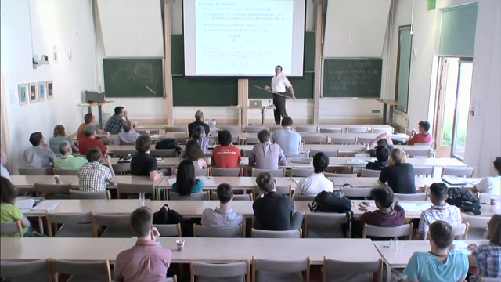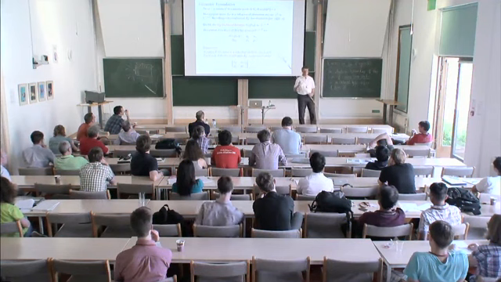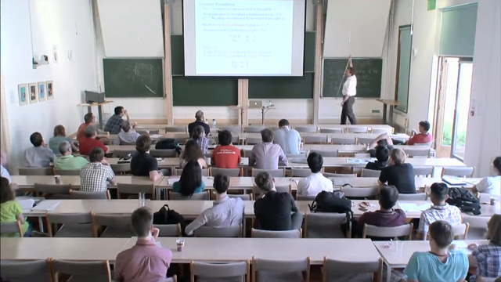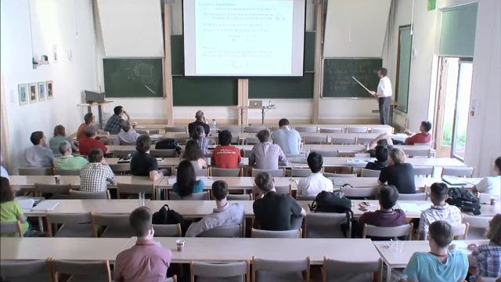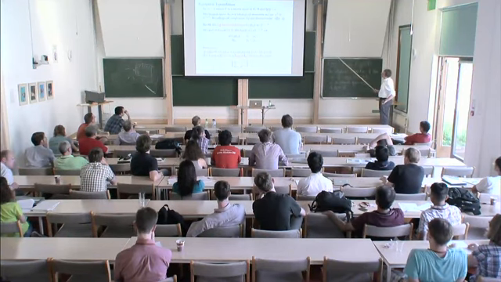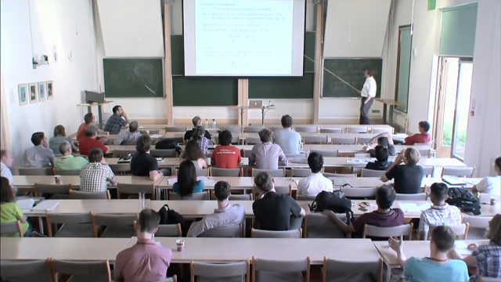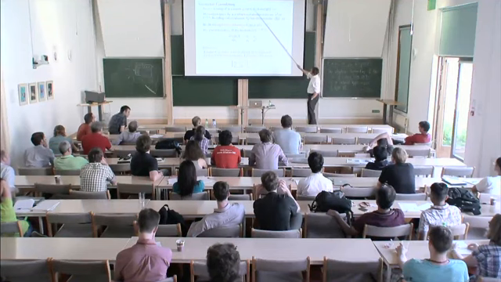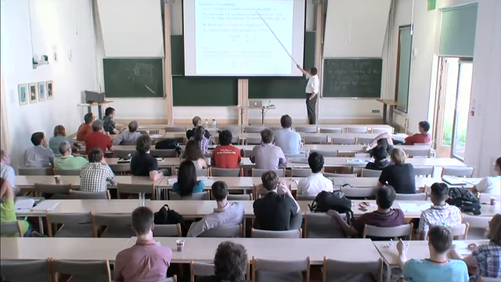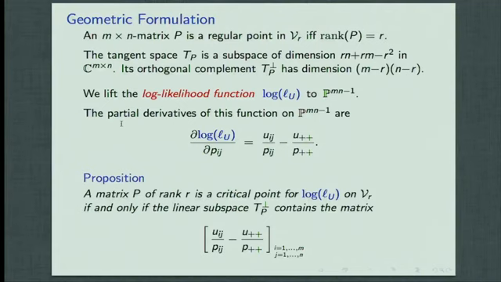Let me talk a little bit about the formulation of this optimization problem. Here's a recap of Lagrange multipliers in the geometric formulation. At a regular point, an m by n matrix is a regular point inside matrices of rank at most r if the rank is exactly r. Those are the regular points. We have the tangent space. The tangent space is a subspace of the shaded dimension. The shaded number is the dimension of the tangent space, and the unshaded area is the dimension of the orthogonal complement.